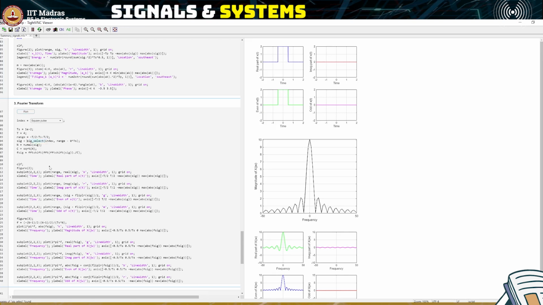Now what if you do a time shift? Let us say we shift it by, in this case, 0.1 second.